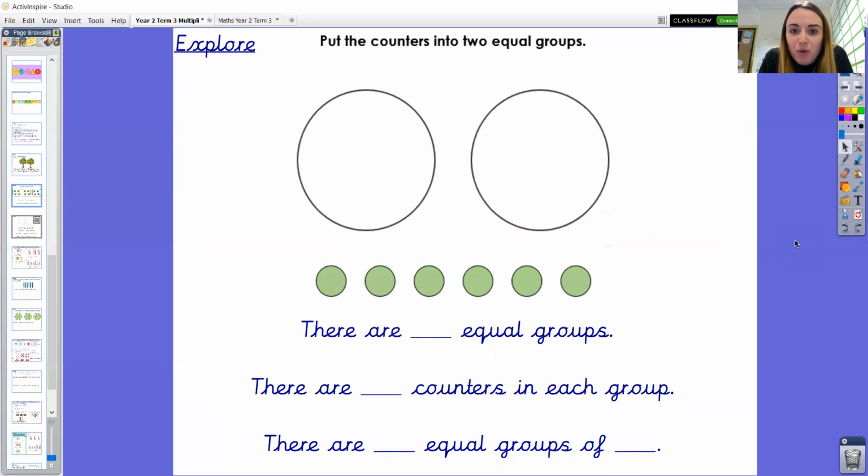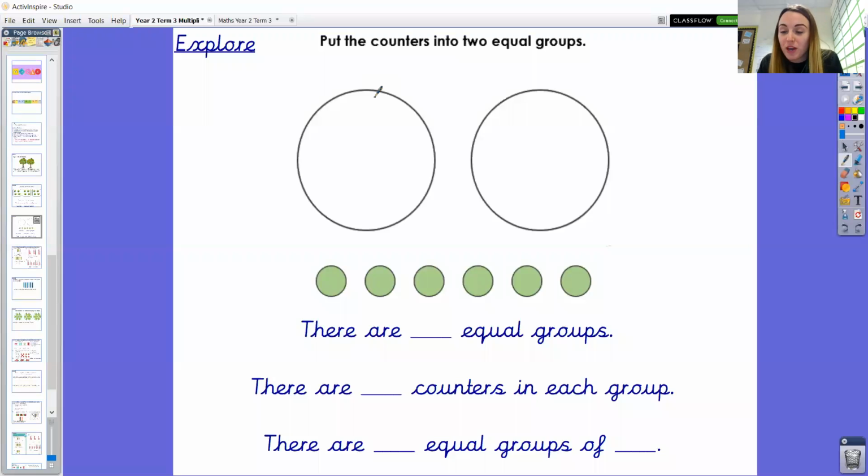Moving on to our next explore question, it says put the counters into 2 equal groups. So as you can see here, they have drawn 2 circles to show the equal groups. You may choose to do this in your maths book, as I know we haven't got our whiteboards with us at the moment. So as you can see, there's 2 equal groups. There's also some counters underneath. I wonder if you could pause the video and have a go at creating 2 equal groups using these counters.